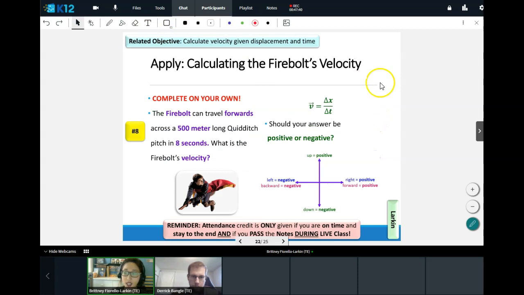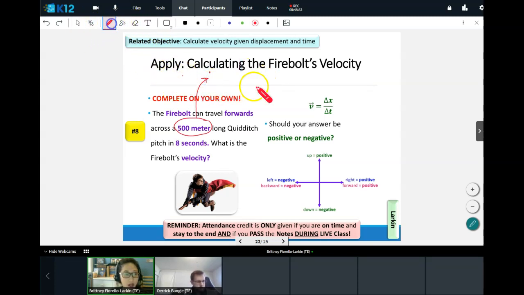Taking a look at this one, you need to be able to do this one on your own. I will go ahead and help you annotate it though. So a Firebolt can travel forwards across a 500-meter long Quidditch pitch in 8 seconds. What is the Firebolt's velocity? So taking a look here, 500 meters, is that a velocity, a displacement, or a time? Tell me in the chat. Yeah, this is going to be our displacement, or our delta x.